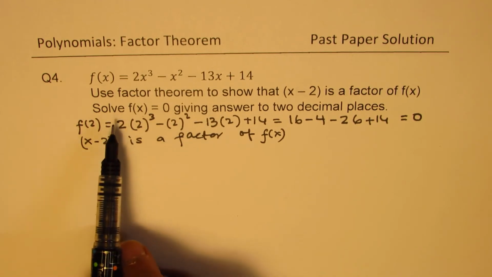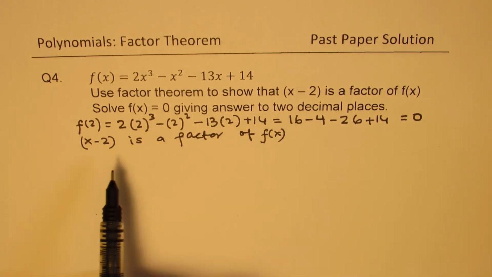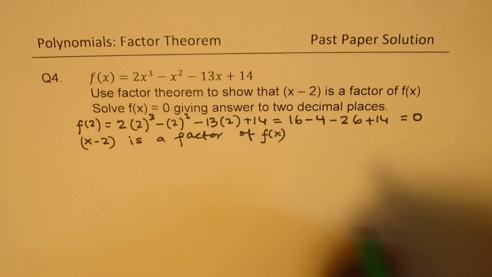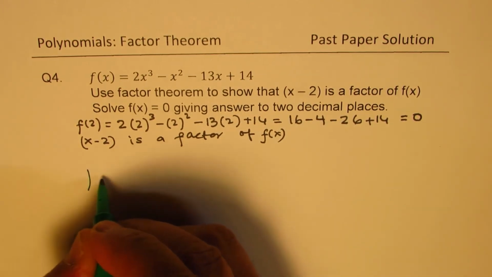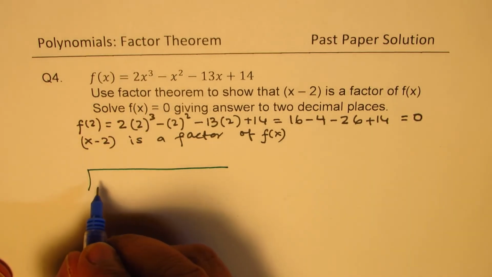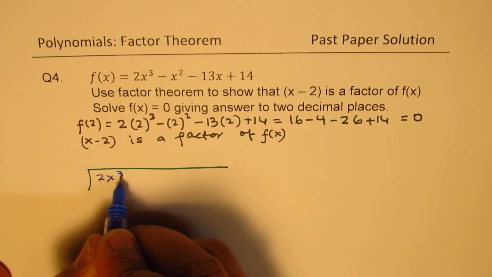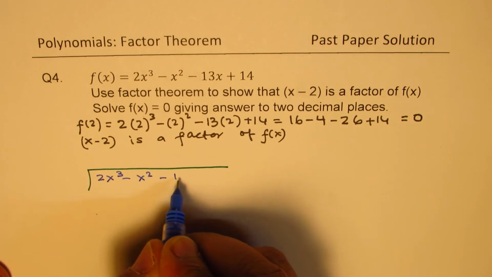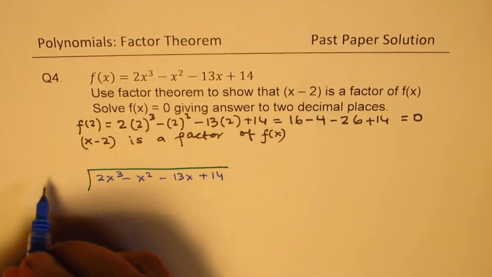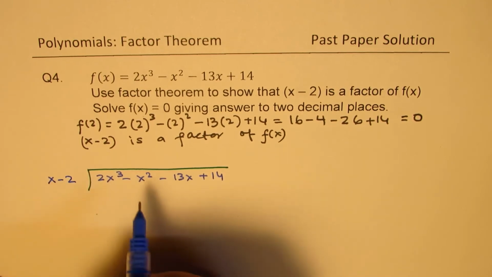Now, it says solve giving answer to two decimal places. So we can now do synthetic division or long division. So let's do long division this time, okay? Whichever is convenient to you, you can perform either one of those divisions. So we have here 2x cubed minus x squared minus 13x plus 14, and we know that x minus 2 is a factor. So we'll divide by x minus 2.